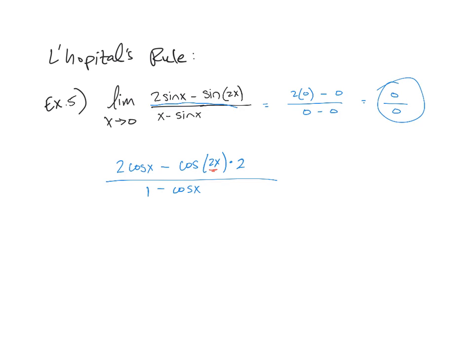Now let's plug in a 0 and see how it works now. 2 times cosine of 0. So that's 2 times 1 minus cosine of 2 times 0, which is 1 times 2, all over 1 minus cosine of 0, so 1 minus 1. And what you're going to notice is we still have 0 over 0. So another indeterminate form. So let's use L'Hopital's rule again.